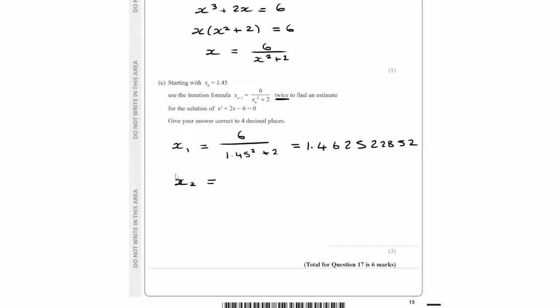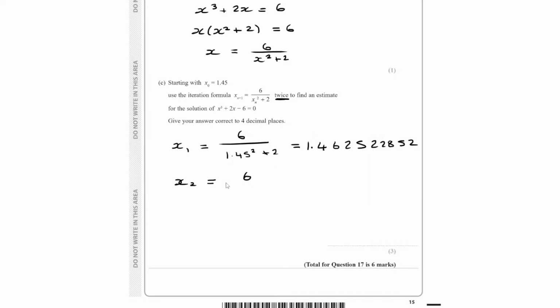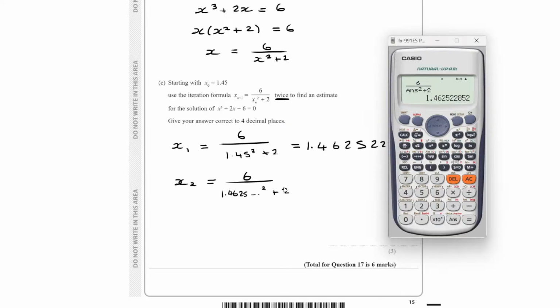And then for x2, do you see how you don't actually have to write this out, but just so you can see, it would be 6 over and then it would be all of this. That's why I'm saying you don't have to write it out. I normally write out the first one just so they can see the working, but it's technically all of that squared plus 2. It's always the previous answer that you add in for the next one. So all I need to do in this case is press equals because I've got the answer there. And then the next one is 1.4496... So I'm going to write that down.